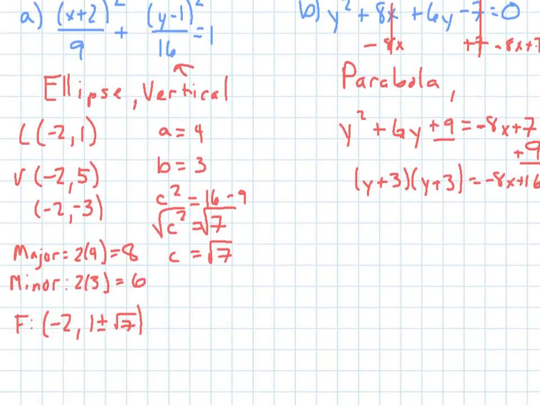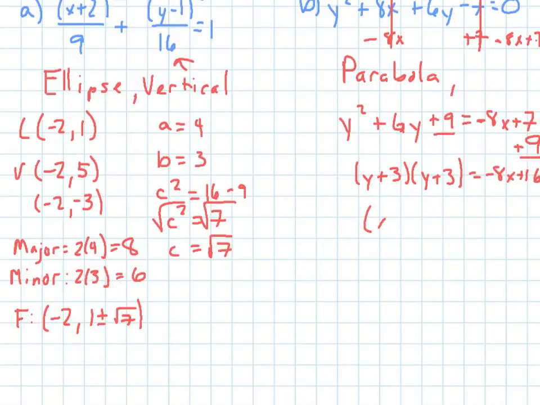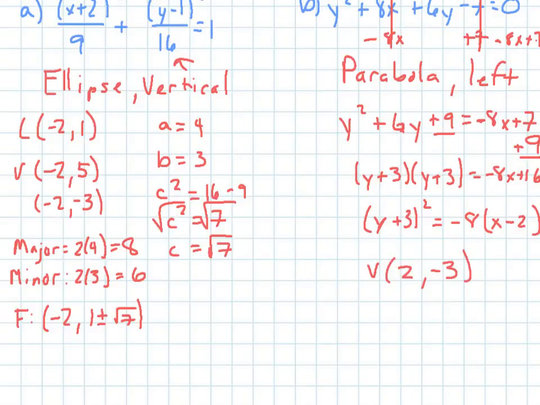Okay, now on the left side, you can make it y plus 3 squared. And now also I want to be able to figure out what my 4p is. So I need to take out the -8 here. So then that gives me x minus 2. And so now, for sure it's a parabola. Since it's negative, it opens to the left for that 4p. And so now the important parts will be the vertex. So that'll be at the point 2, -3.